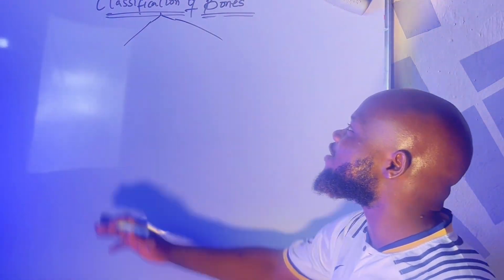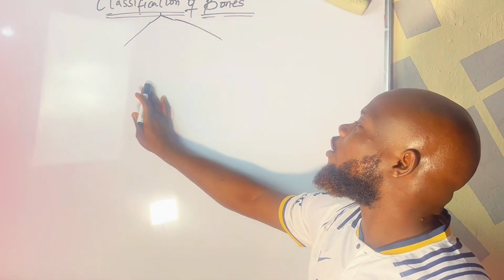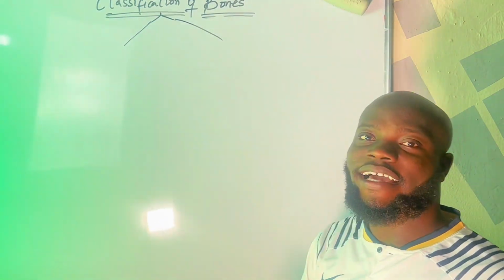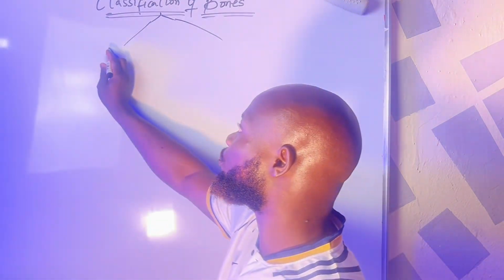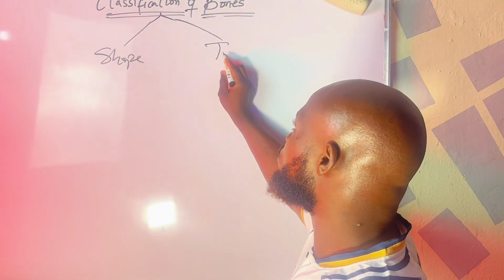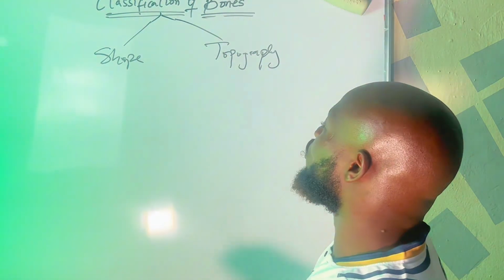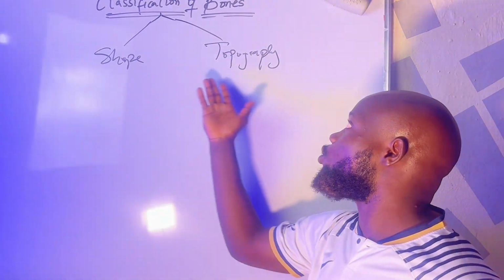All right, in today's class we shall be looking at classification of bones. Bones are either classified by their shape or by topography. They are either classified by the shape or by the topography.